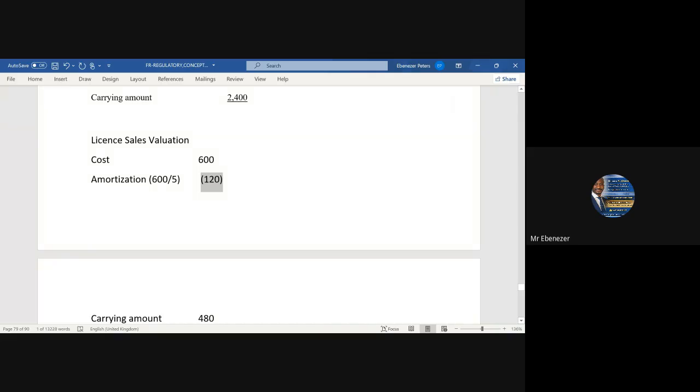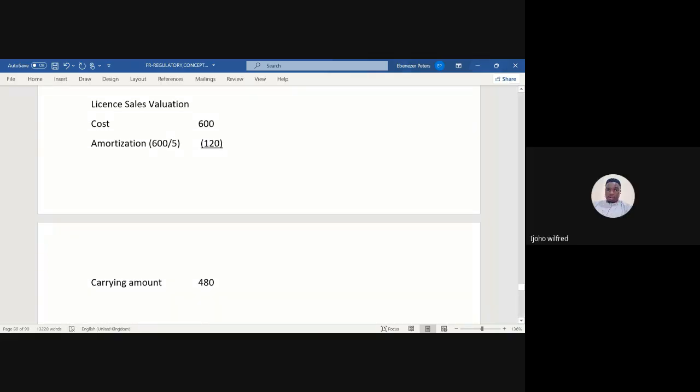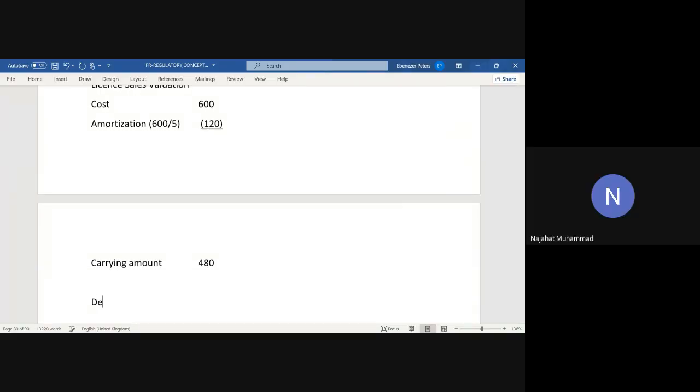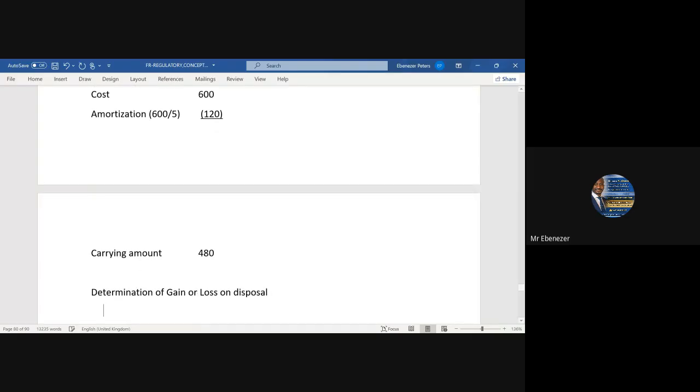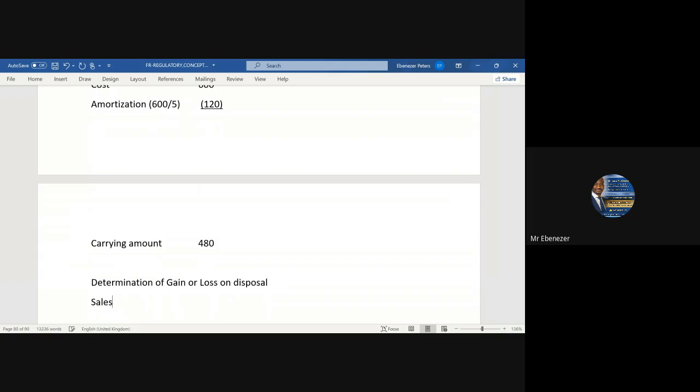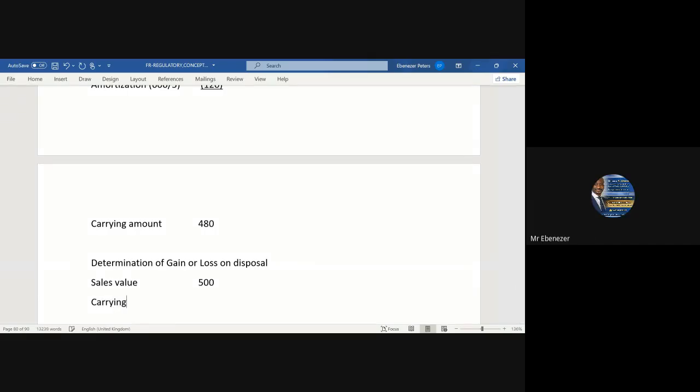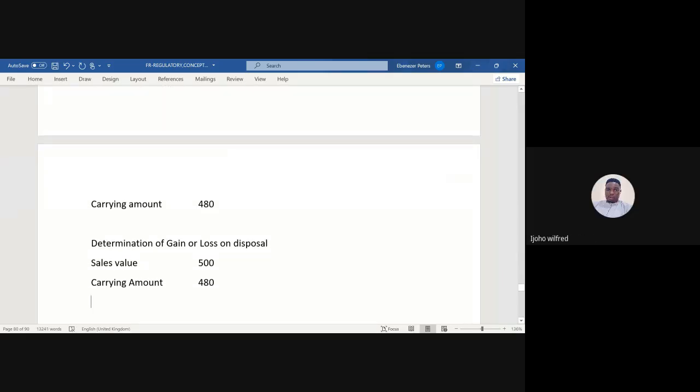How much was it sold for? 500. Sales value. Determination of gain or loss on disposal. So you have sales value, 500, and current amount. How much is the current amount? 480. So there's a gain of how much? 20.